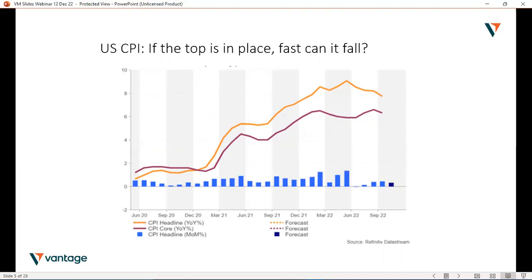Annual figures for both the headline and the core are forecast to ease. Headline falling to 7.3% from 7.7% previously. That's down from the 9.1% figure in June, chiefly down to falling energy prices. Again, attention will be on some of the stickier parts of the CPI data, so housing and rent, which are laggards, and they account for over 30% of the CPI basket.